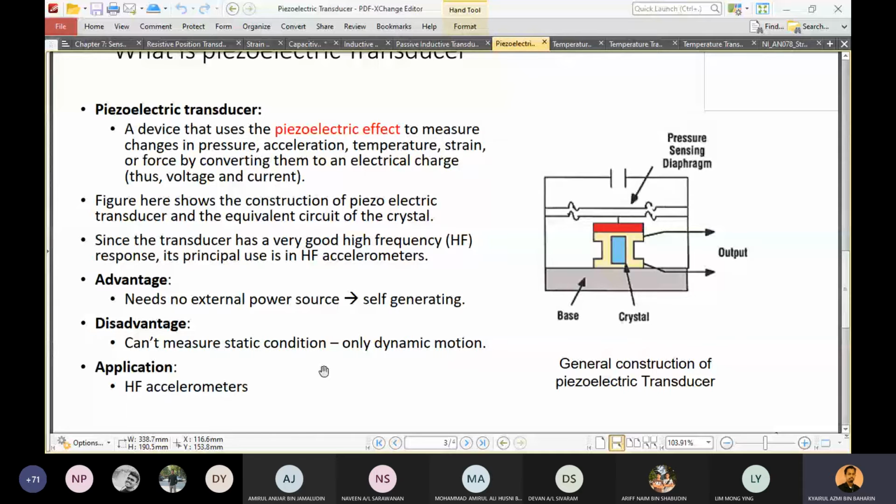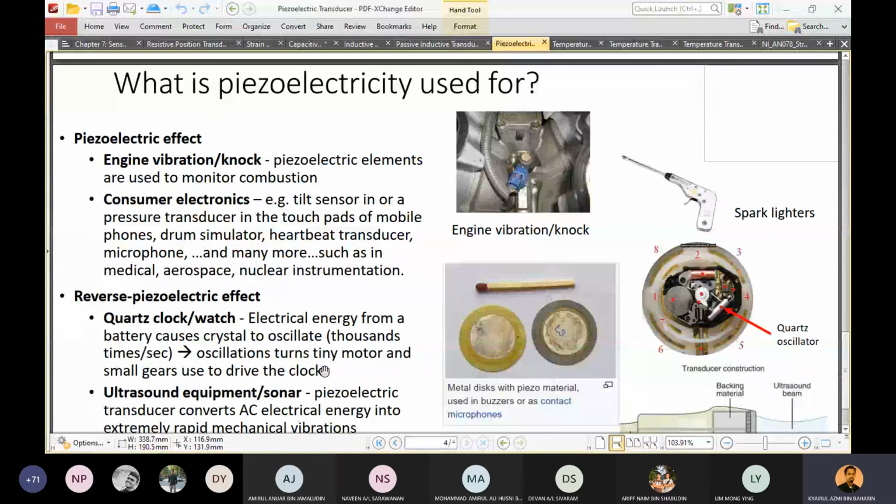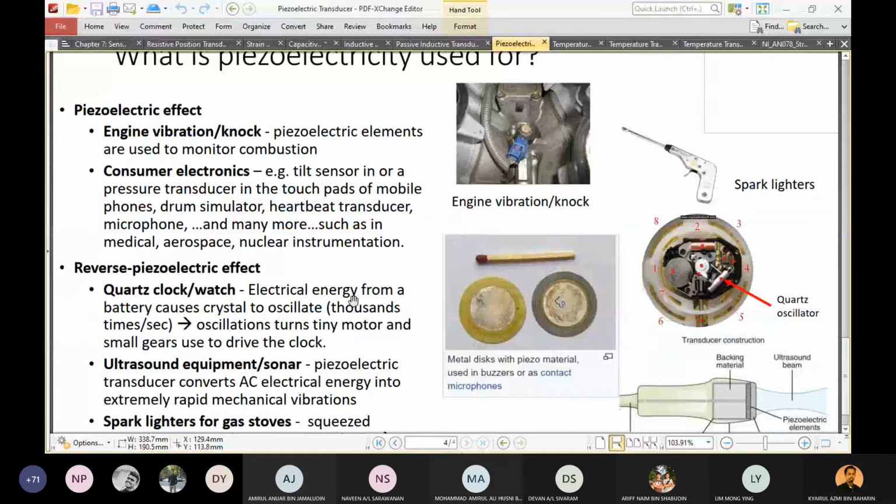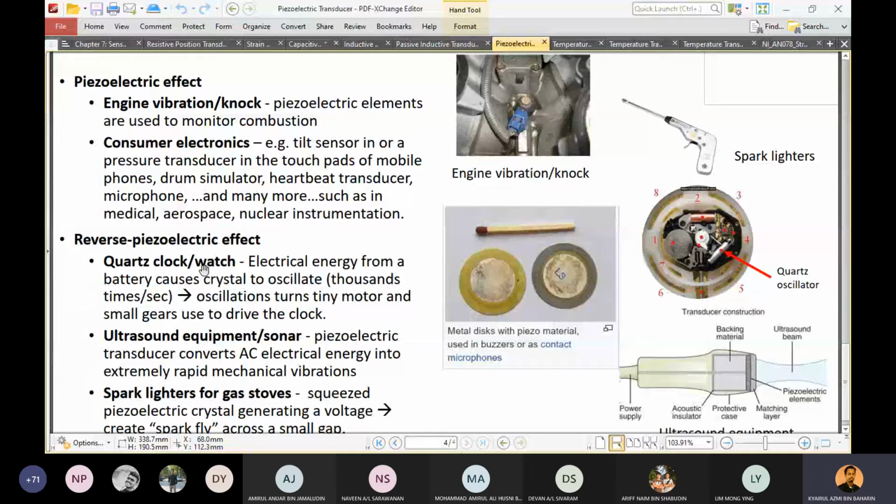So these are examples of where the piezoelectric concept or piezoelectric sensors are used. When they want to monitor combustion in engines, when they want to measure tilt sensors, or elements as listed here in the consumer electronics department. So many applications. And then in clocks and watches.